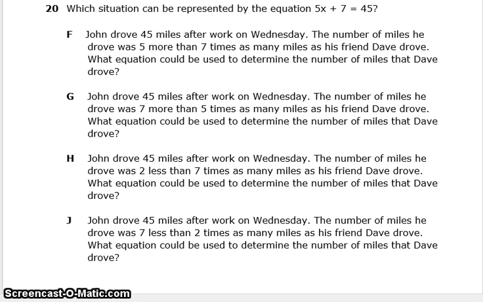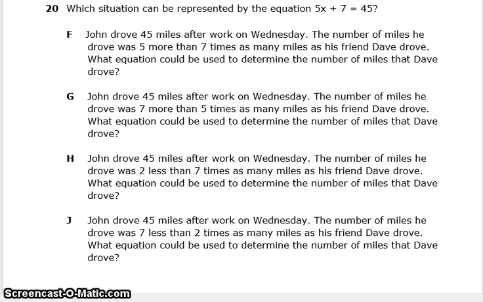F. John drove 45 miles after work on Wednesday. The number of miles he drove was 5 more than 7 times as many miles as his friend Dave drove. Which equation can be used to determine the number of miles that Dave drove?